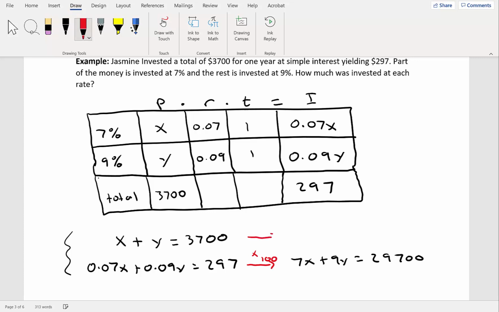And now since we're using the elimination method, let's choose a variable to get rid of. Since my bottom equation has 7x, I'm going to get rid of my x variable. So I'm going to multiply the top by -7. That way I can get -7x. So I have -7x minus 7y. This is equal to -25,900.